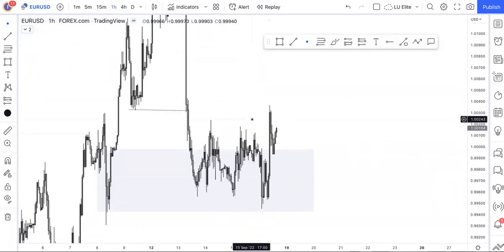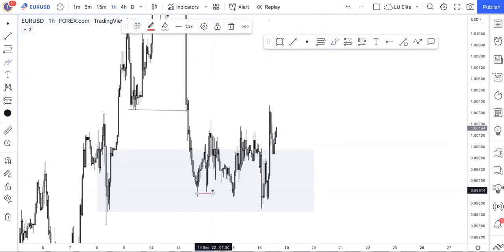There's a 1 hour structure point. What's going on in here? Then you mark this out. Here, from here to here, here, and then take this out. Then we have a break. Equal highs. It's a break.